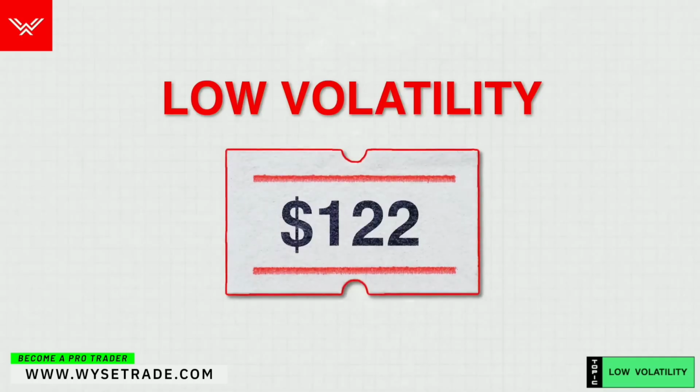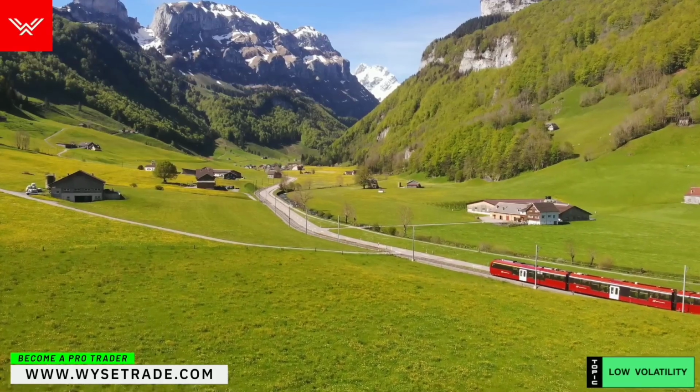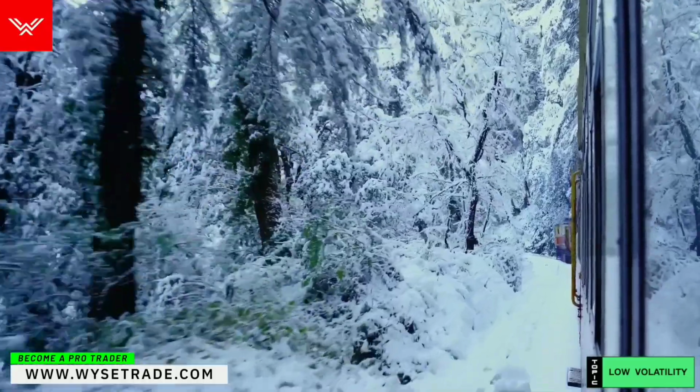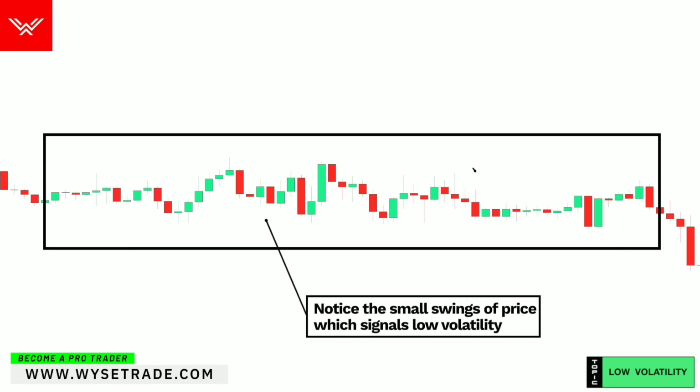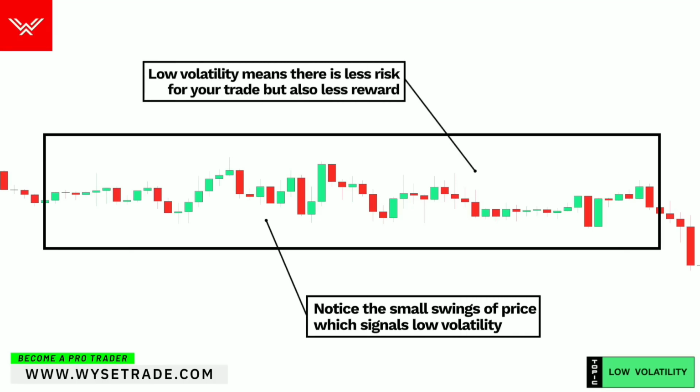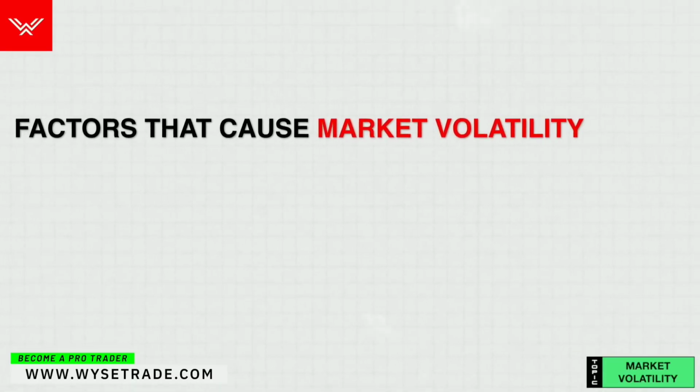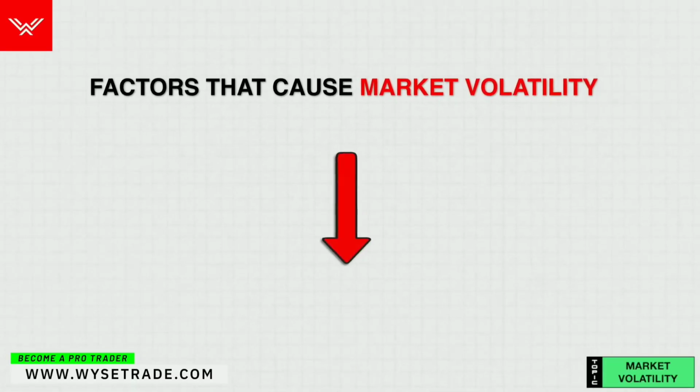In times of low volatility, the market is calm, with smaller exchange rate fluctuations and price changes. Low market volatility is like leisurely riding on a scenic railway. Notice the small swings of price, which signals low volatility and means that there is less risk for your trade, but also less reward. Now, there are many factors that can cause market volatility to increase or decrease.